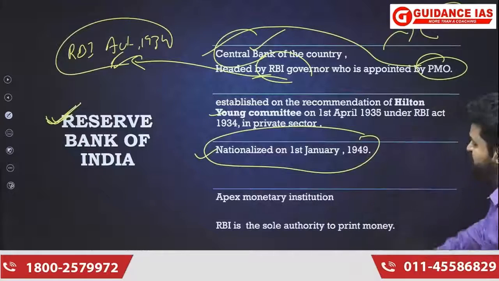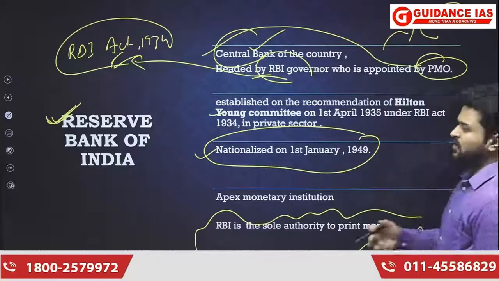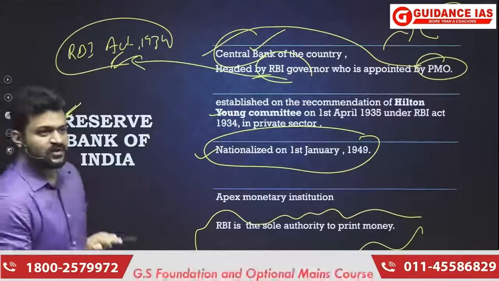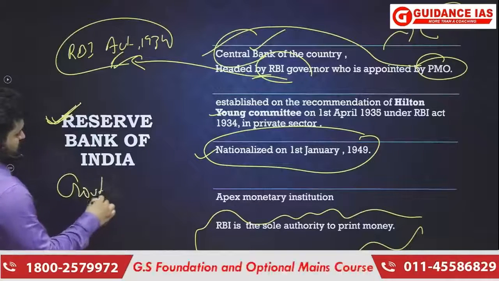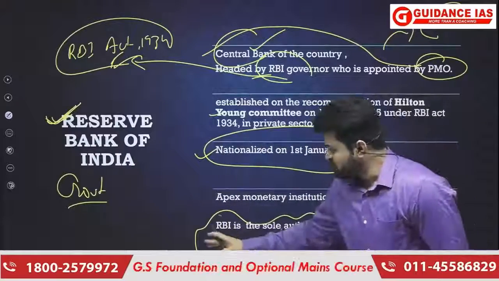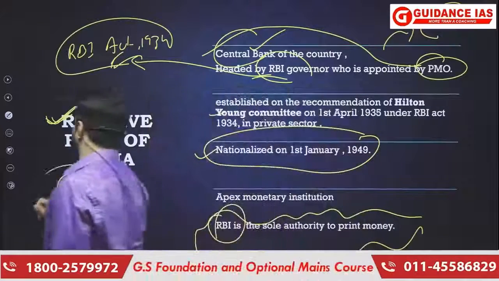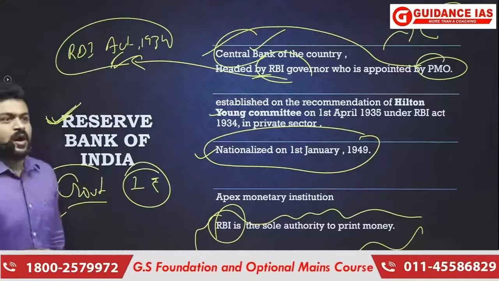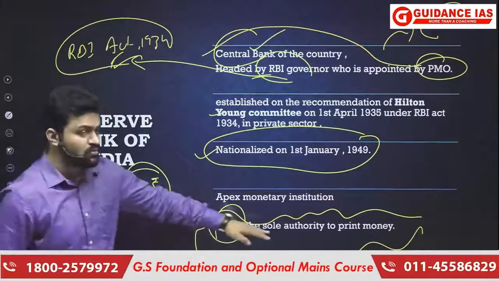Okay, then RBI is the sole authority to print money. Yes, it is the sole authority to print money. So, there are two things. Which denominations of currency will be printed, that is something which is decided by the government. But which authority is there to print money? Yes, it is the sole authority which has the right to print money. Okay, the government actually prints the 1 rupee coin and 1 rupee notes under the Currency and Coinage Act. Okay, but higher denominations are printed only by RBI.